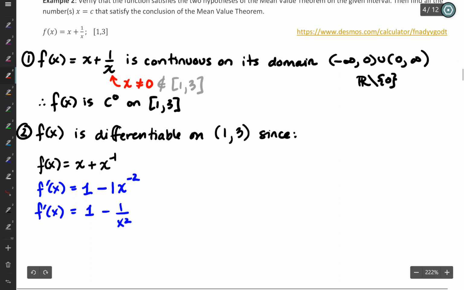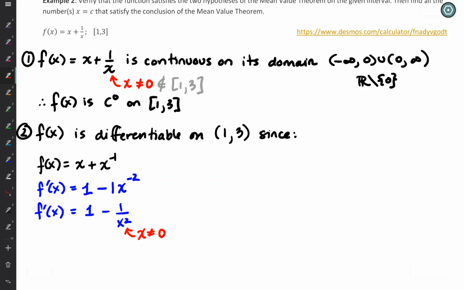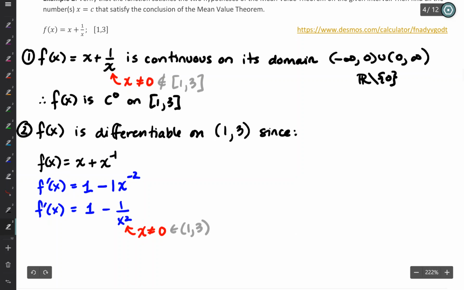Again, the only domain restriction, the derivative function exists everywhere except at x equals 0, and oh, by the way, 0 is not in 1 to 3. So this function's derivative exists everywhere but 0, so it exists on 1 to 3. Okay, so those are the two hypotheses of the mean value theorem. Now we need to draw the conclusion.